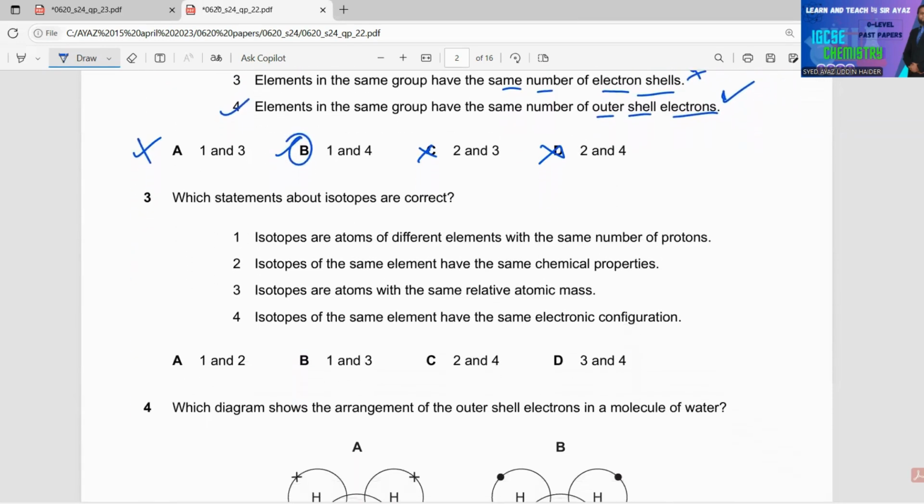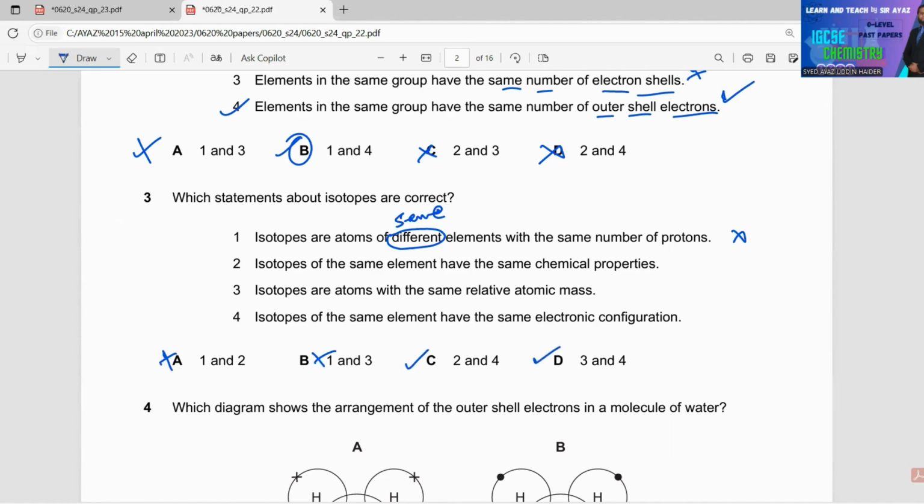Number 3. Which statements about isotopes are correct? What are isotopes? Isotopes are the different atoms of the same element with the same number of protons but different number of neutrons. I'm reading the 4 statements and let's narrow down the choices here. Statement number 1. Isotopes are atoms of different elements with the same number of protons. One is incorrect because they are atoms of the same element, not different. So if statement number 1 is incorrect, A and B are incorrect. Either C is correct or D is correct.